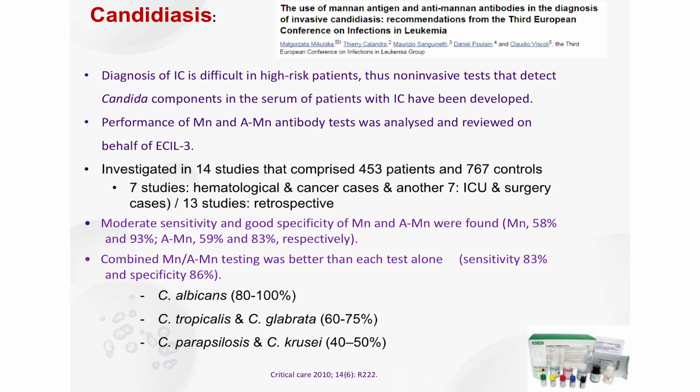How about different causative agents, different species here? So it shows something, but you cannot use it as a hard criterion to diagnose. It can help guide you, though. How about next? Cryptococcus.